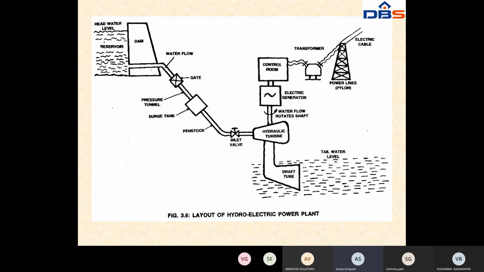Whenever the turbine blades are rotated, the entire water coming from the penstock will not be converted into mechanical energy. Some amount of water may be wasted. That water goes through the draft tube. This is one tube. Through the draft tube, the water will be placed here. This is nothing but the tail water. You can assume here it is the tail water level. Okay, this is the layout.